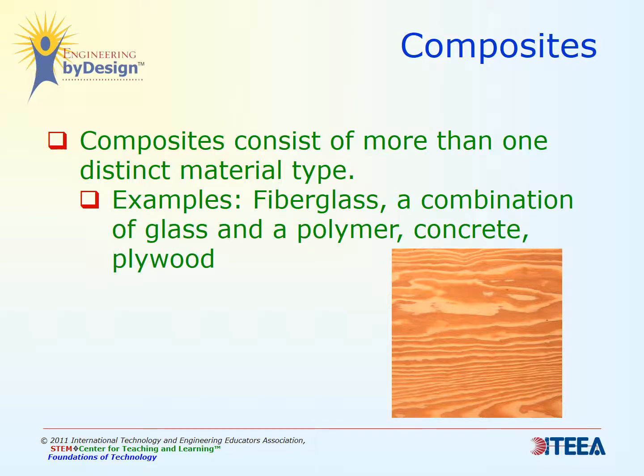Composites. Composites consist of more than one distinct material, like fiberglass, a combination of glass and a polymer, concrete for your driveways, plywood. Those are composites.